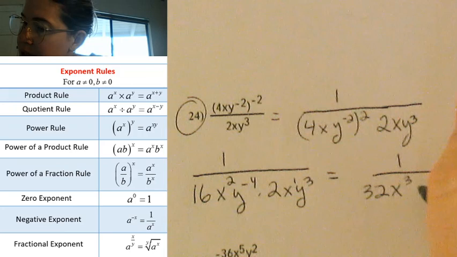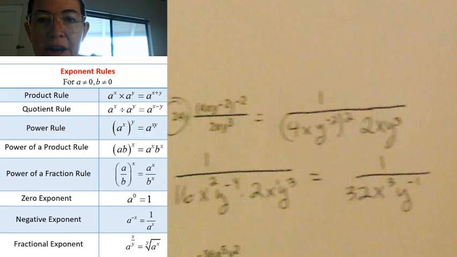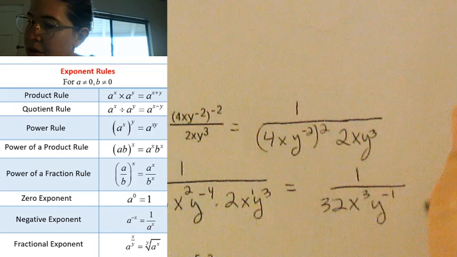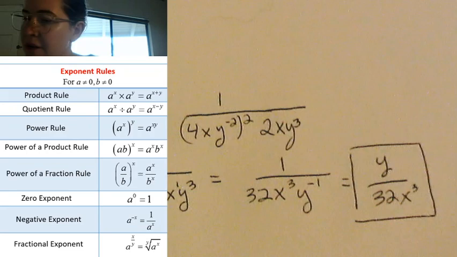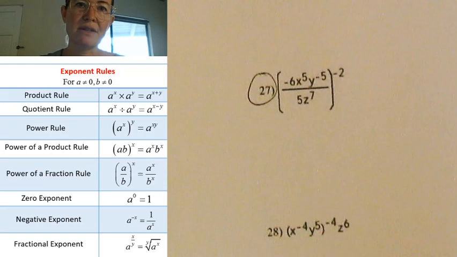And final answer. We're so close. I've got a magic elevator button to deal with. So we're going to go y over 32x cubed. Ta-da. Final answer. And last problem for the day. Well, for these notes.